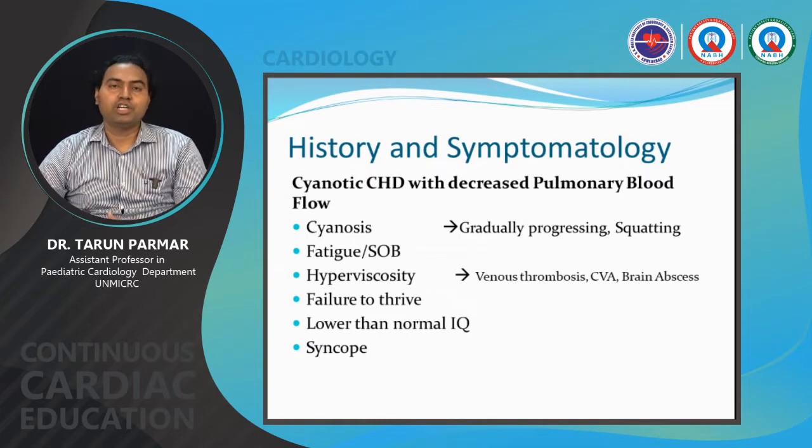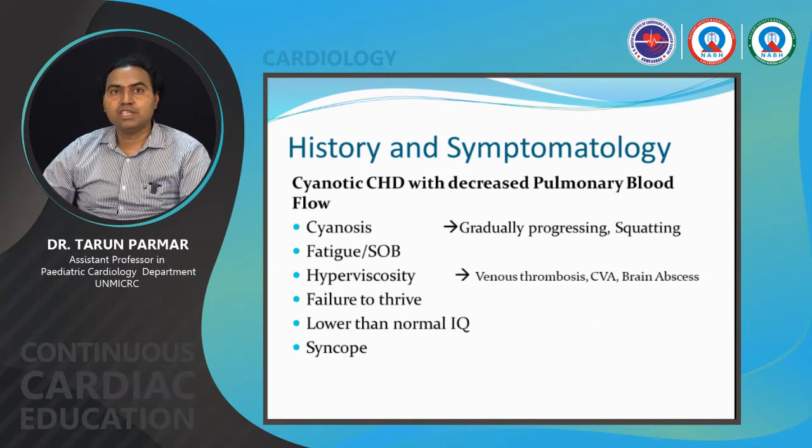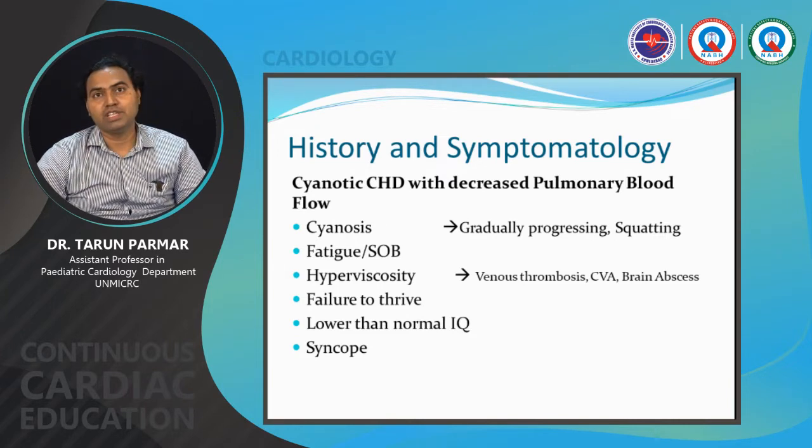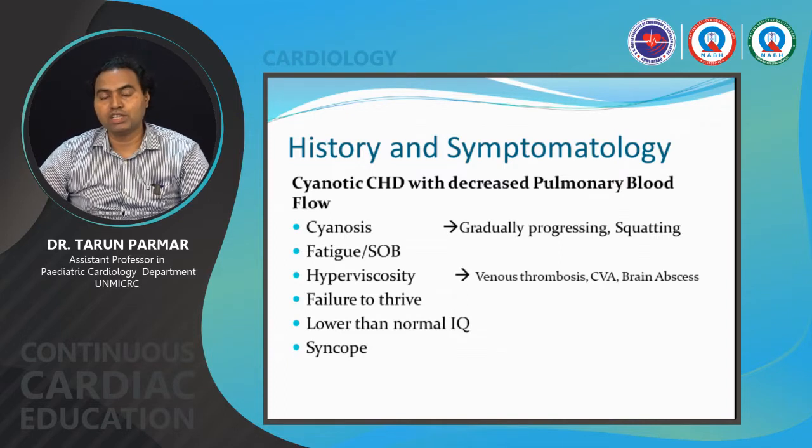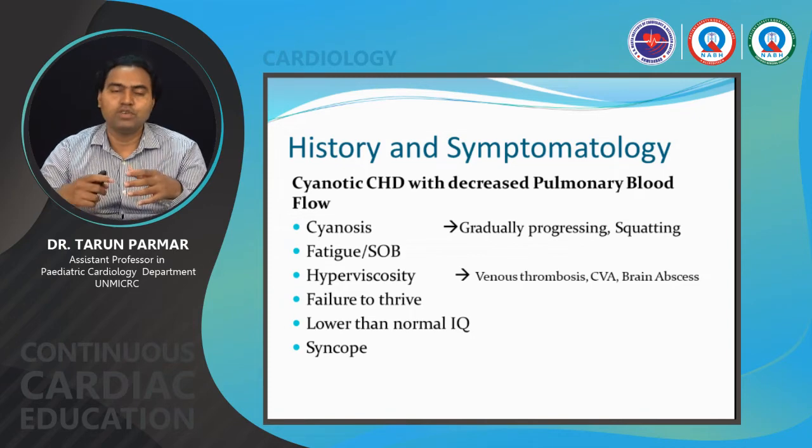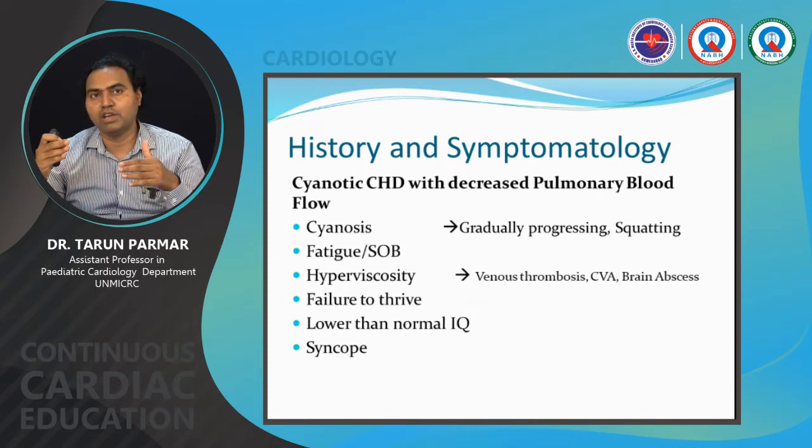So history and symptomatology. If we see cyanotic CHD, what are the symptoms? What is the presentation of this patient? First we see decreased pulmonary blood flow. In this situation, the patient presents with cyanosis that is gradually progressing, and there are squatting episodes. In this situation, the patient will be normal during the first few days of life, but the cyanosis gradually progresses as the pulmonary stenosis gradually increases.